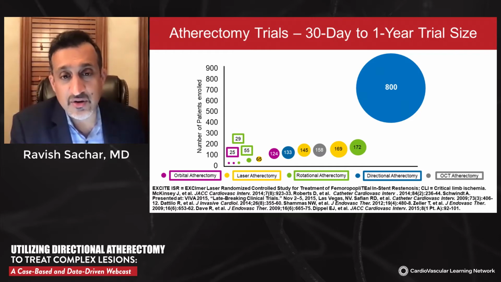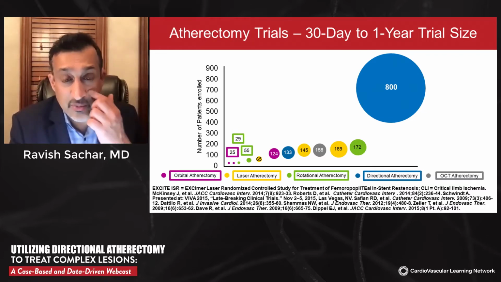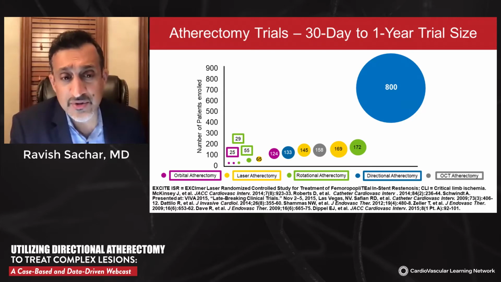This slide looks at the various trials that have been done for atherectomy in the femoral popliteal segment by the type of atherectomy device that was used. As you can see, the majority of the trials have sample sizes of less than 200, not very large. The largest trial is the DEFINITIVE LE study, which is now several years old. This was a trial of directional atherectomy, used to treat patients with claudication as well as patients with critical limb ischemia.